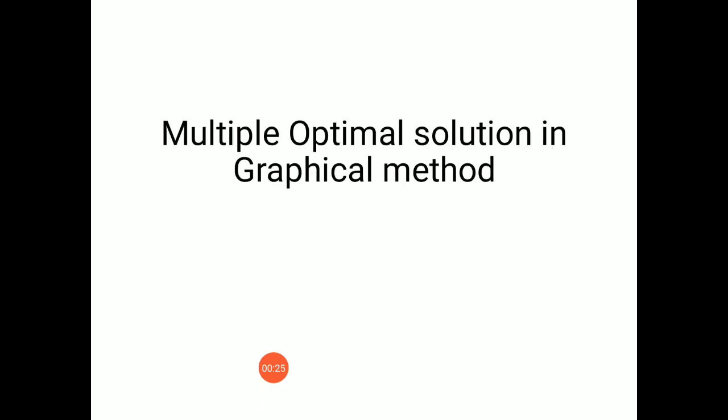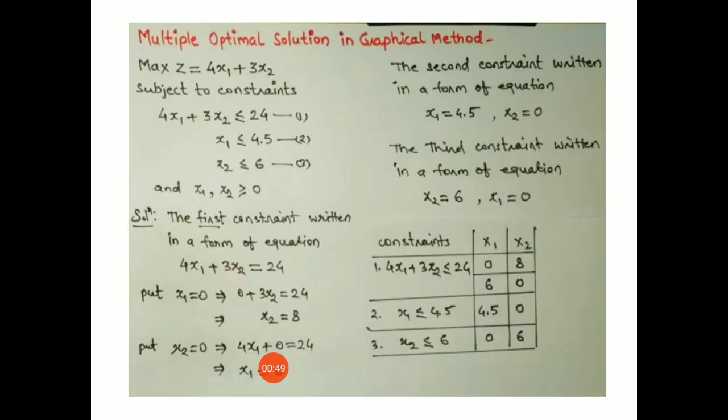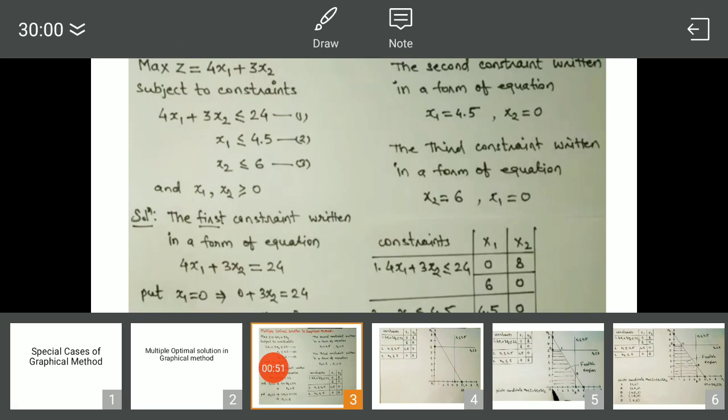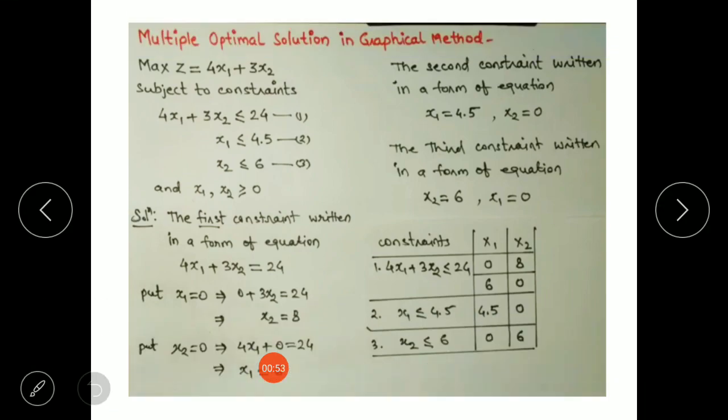So the first special case of graphical method is multiple optimal solution. Basically when you solve any linear programming problem using graphical method, you will get a feasible solution. But there will be some exceptional cases, and among those, the first one is multiple optimal solution in graphical method. So let's take a numerical question to see what happens in multiple optimal solution.